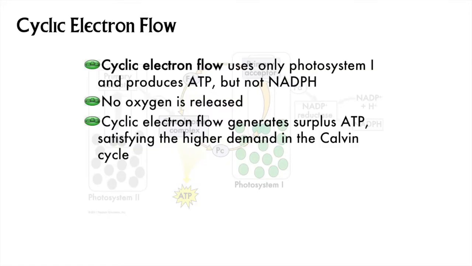there is another. This other one is cyclic electron flow. In cyclic electron flow, only photosystem 1 functions. Without photosystem 2, there isn't enough energy to split water, so no oxygen is released. Without 2 photon punches of energy, no NADPH is produced either, but there is plenty of energy to continue to make ATP.